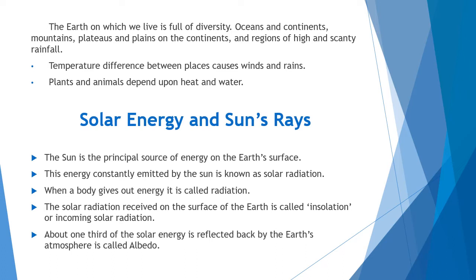From that 100%, it releases back to the atmosphere about 1/3 of the heat, or 30% of the heat, which is called albedo. Actually, when the energy or heat reaches the earth, first it goes directly to the earth's surface. Afterwards, from the earth it reflects back to the atmosphere.